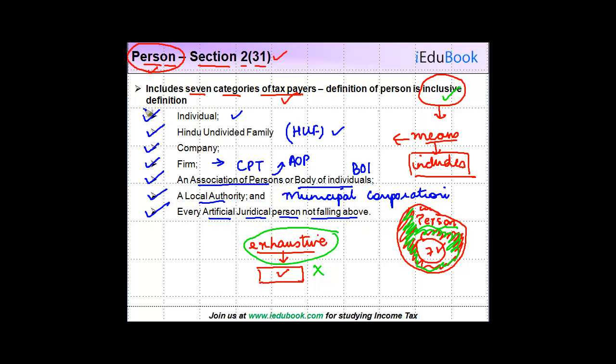So these are the broad 7 categories which are included within the definition of person. Again, I am stressing included. There can be others also who might be included within the definition of person. Now, in each of the separate videos, we are going to take care of each one of them. Okay?